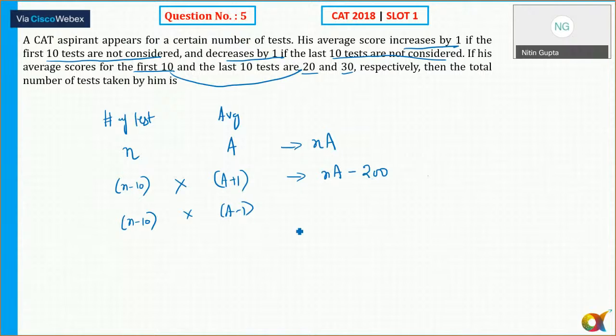And in the second case, it will be equal to na minus the last 10 tests. The average for the last 10 tests is 30, so I can say na minus 300. I think I've written it the reverse way.